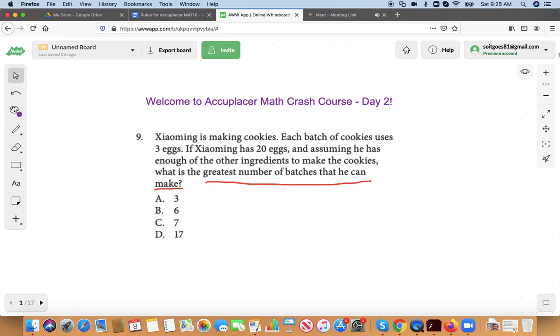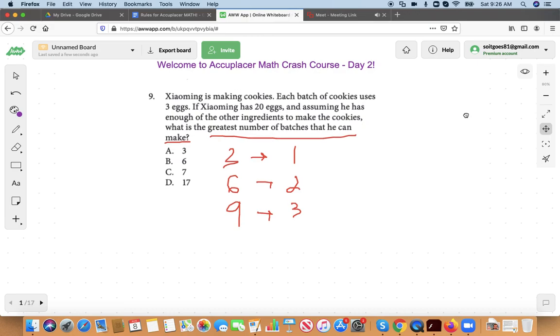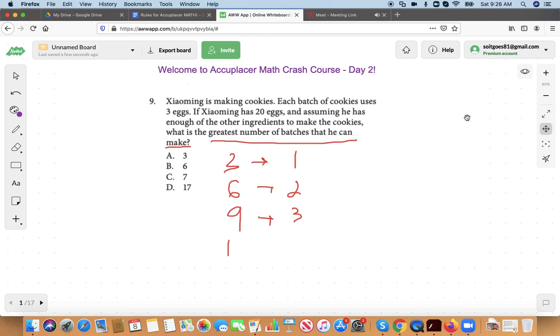So we said if he's got three eggs, that's one batch. If he's got 6 eggs, that's 2 batches. If he's got 9 eggs, that's 3 batches. Let's keep bumping it up till we get to 20. Let's say 12 eggs. How many batches? That's 4. Noticing a pattern here, maybe. 15 eggs? 5. Going up by 3 is 18 eggs. 6.